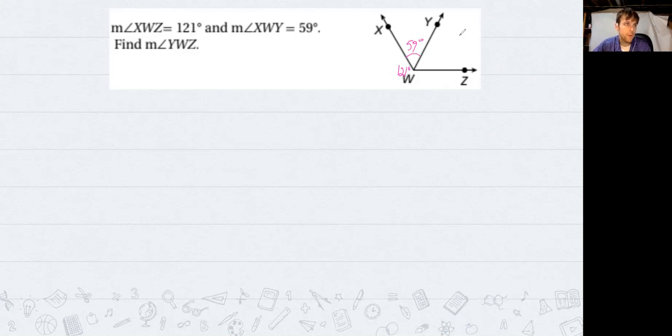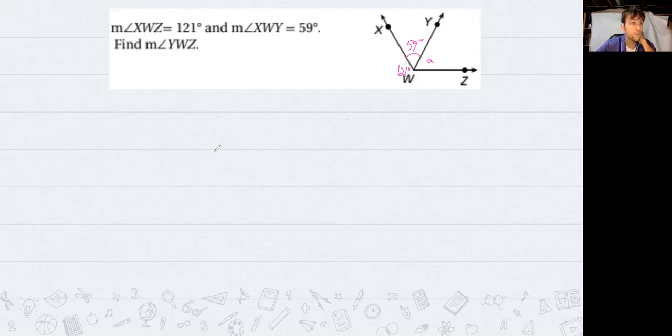Well, and then we want to find this other one. We want to figure out what this angle measurement is over here. We could give it a variable if we want, or we could just kind of think about it. Well, the angle addition postulate says that these two angles have to add to be equal to the whole. So let's give it a variable. Let's call it A for an angle.